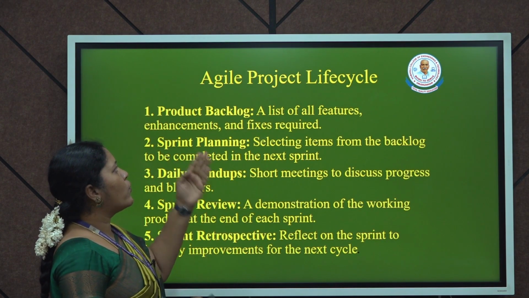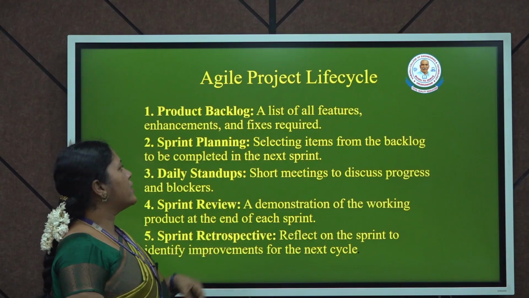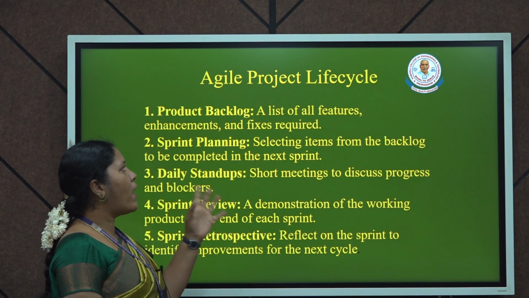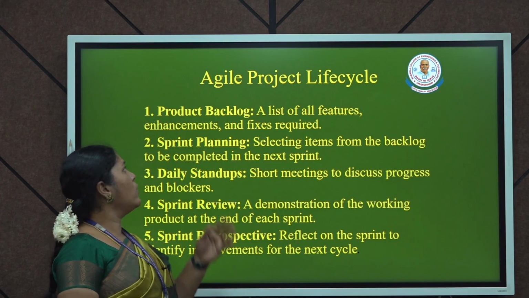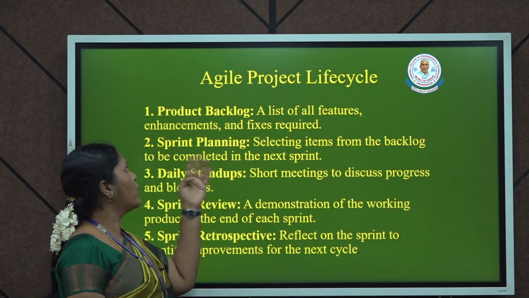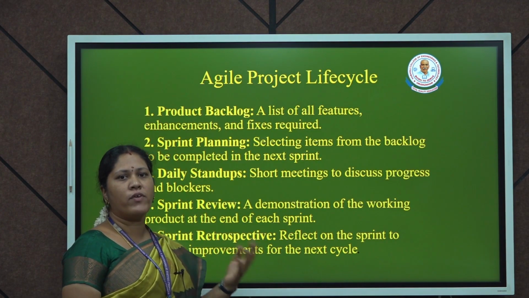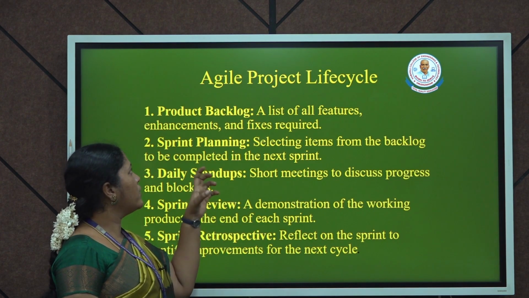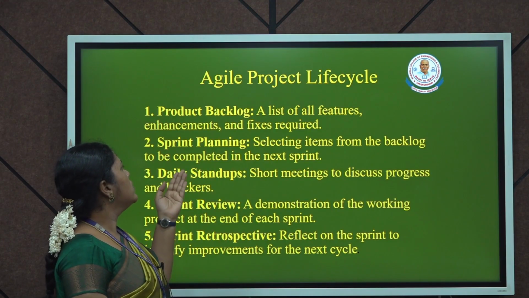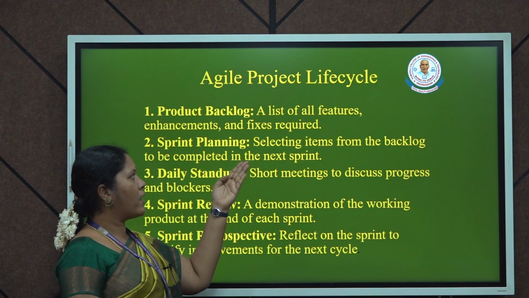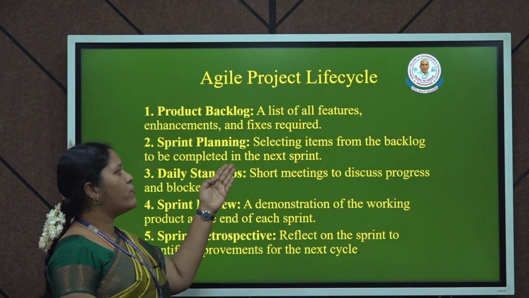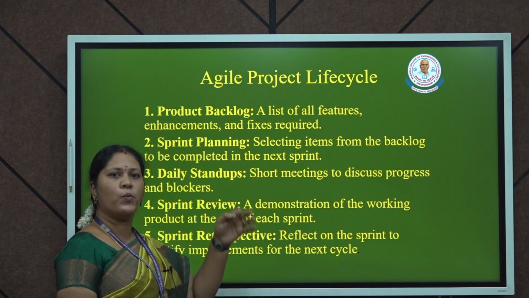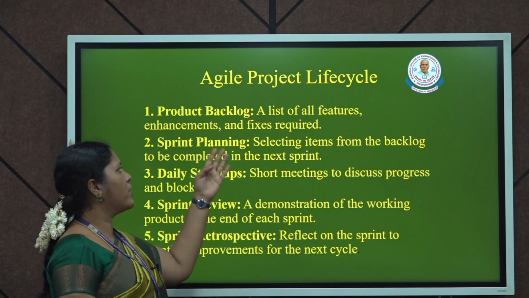So next, Agile project life cycle. The project life cycle has some concepts. The first one is the product backlog. The product backlog is a list of all features, enhancements and fixes required. It consists of what enhancements we are going to do in the product, and what fixes we need. Everything will be listed in the product backlog. Then sprint planning. According to that backlog, we are going to work for the next sprint. We have selected a particular feature to be improved, and we are going to work for the next 2 or 4 weeks for that requirement.